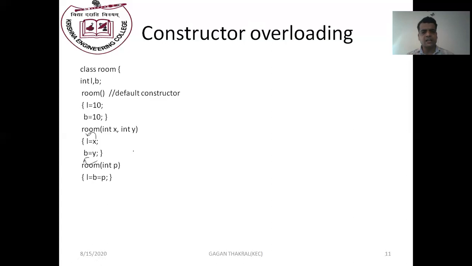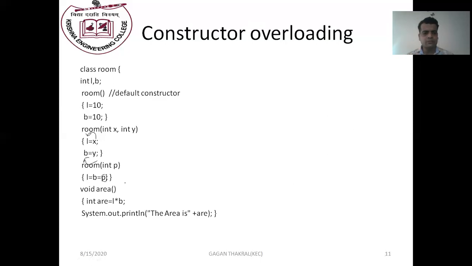Again we create a constructor with one parameter. Again it is a parameterized constructor, but this time we pass only one parameter and we assign this parameter value to length and breadth. In the case of a square, length and breadth are equal, so we pass a single parameter.